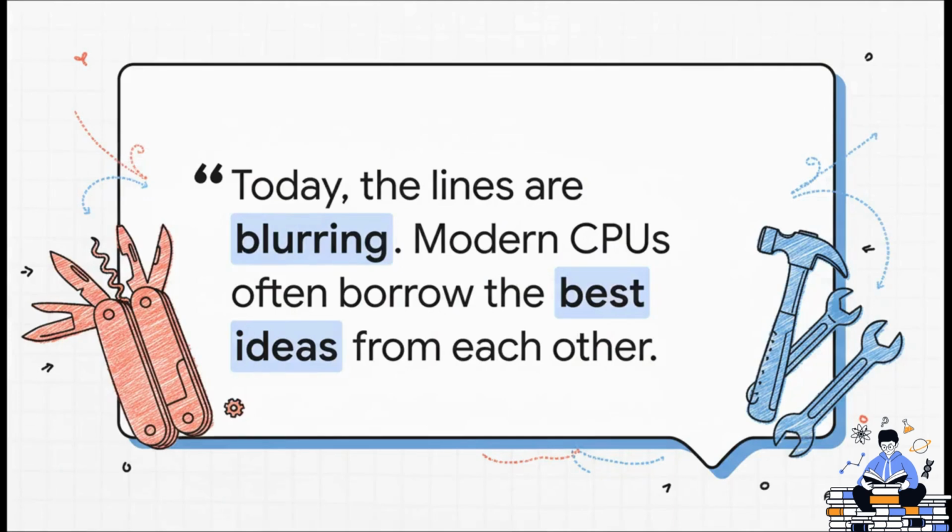But, and this is really important to understand, in the modern world, this isn't some kind of holy war anymore. The lines have gotten really blurry. A lot of modern CISC processors actually translate their own complex instructions into simpler, RISC-like commands internally, just so they can take advantage of things like pipelining. And at the same time, RISC processors have been adding more complex instructions to get an extra performance boost. They're basically just borrowing the best ideas from each other.